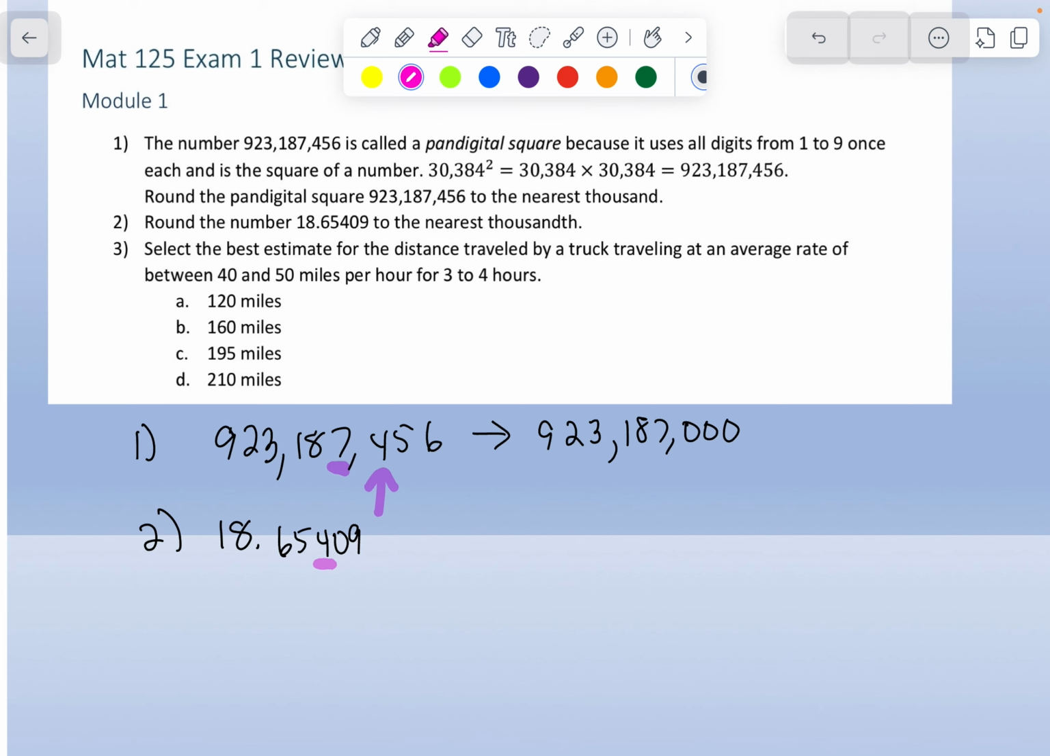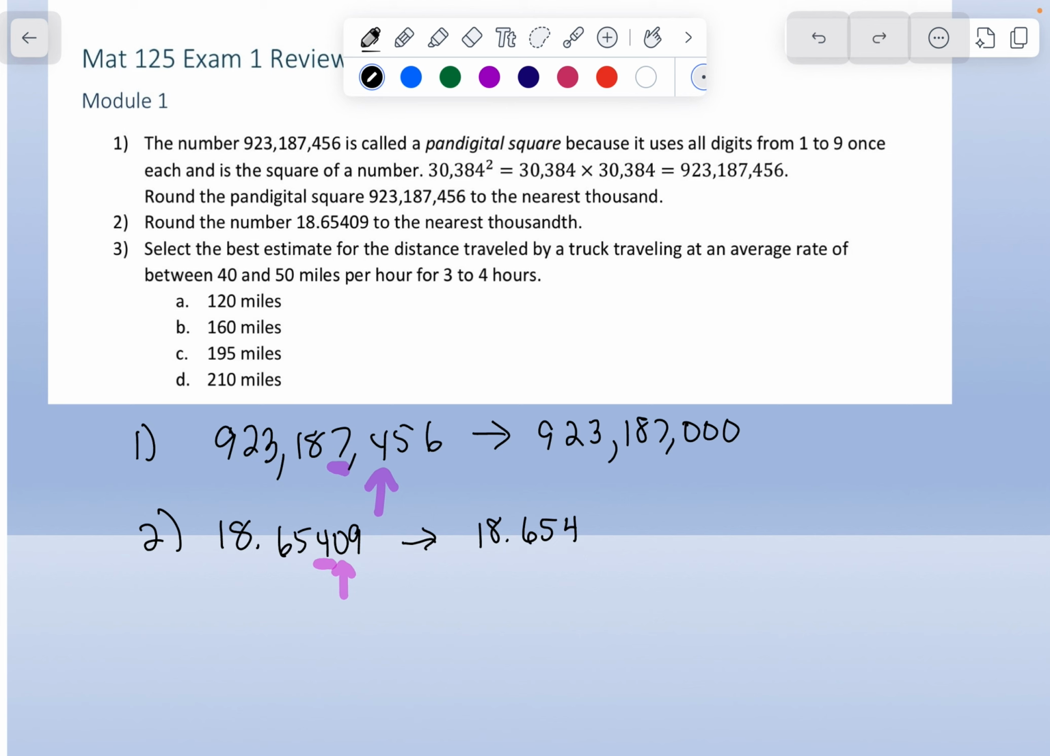We still do the same rule. Look behind it. If that number is 5 or larger, we're going to round the 4 to a 5. If it's anything less than 5, we're going to keep it a 4. Now, because we are rounding to the nearest 1,000th, for this particular case, we should only show 3 decimal places, like there are 3 zeros in the number 1,000. And so that would be our answer.